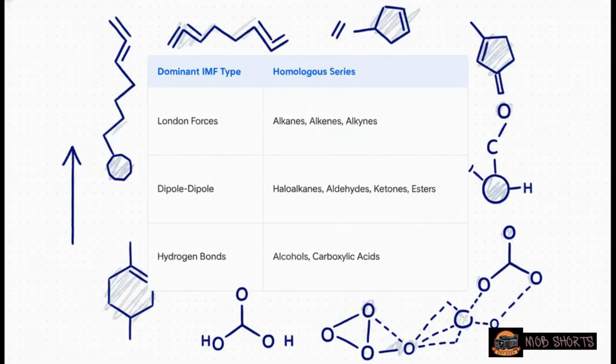This table lays it all out for you. You can see a clear ladder of strength here. Down at the bottom, your basic hydrocarbons, alkanes, alkenes, alkynes. They're nonpolar, so they only have those weak London forces. You add a slightly polar bit, like in a haloalkane or a ketone, and boom, you've leveled up to medium strength, dipole-dipole forces. But you add that special hydroxyl group, the OH, in an alcohol or carboxylic acid, and that unlocks the strongest force of all, hydrogen bonding.